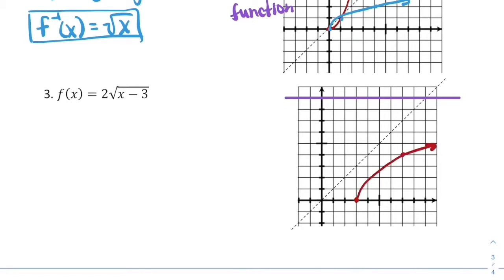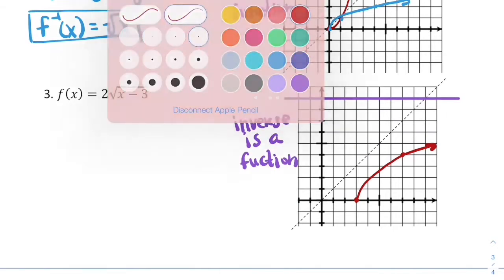All right, horizontal line test time. Take your pencil or pen and run it up and down this. Is there any place where you cross more than once? And the answer is no. So that means it passes the horizontal line test and the inverse is a function. All right, let's go ahead and find the actual inverse.